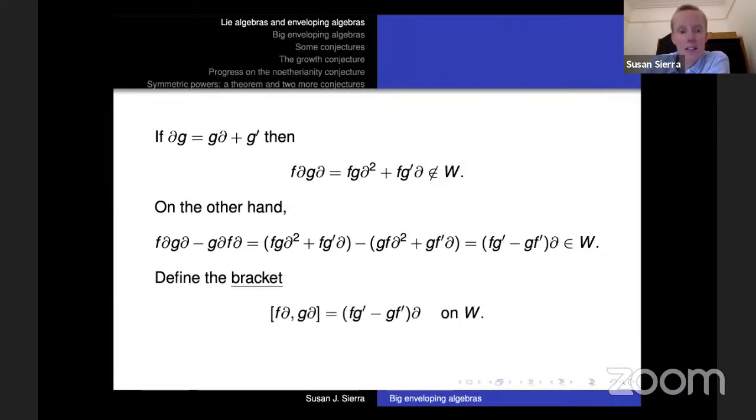And we're going to define this as called a bracket. And the symbol we're going to use is square brackets, f del, g del. And it will be, by definition, this element fg prime minus gf prime times del.